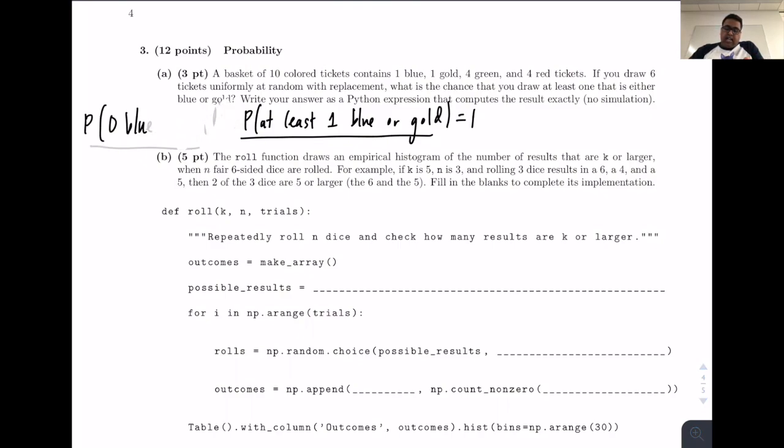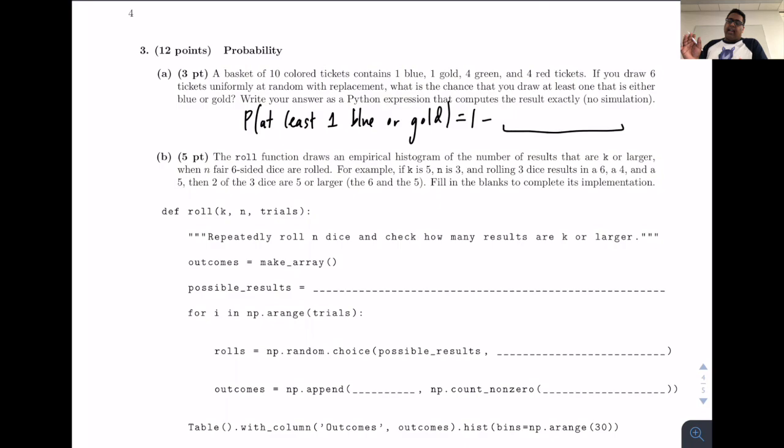Right? So that's our setup for this question, and this has been repeated in the homeworks several times. We're going to have 1 minus the probability that none are blue or gold, right? So let's just take the case where we're picking one card, not 6, but just 1. We have 1 blue, 1 gold, 4 green, and 4 red. So if we draw a card at random, what's the probability that it's not blue or gold?